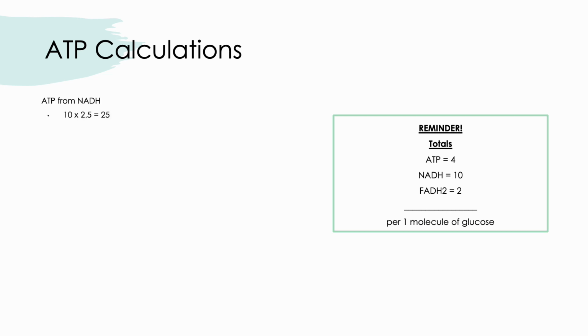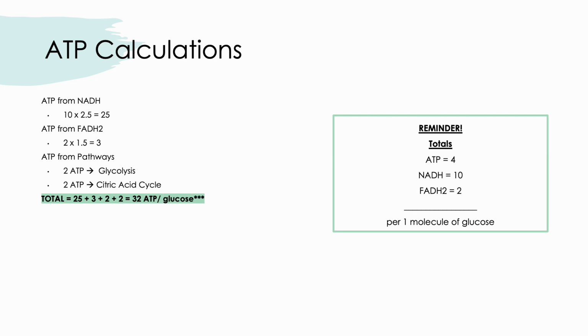Finally, based on all this information, we can now calculate the total ATP generated. Here is a summary of how many molecules were produced for reference. Based on this, the ATP generated from NADH would be 10 times 2.5, giving us 25 molecules. The ATP generated from FADH2 would be 2 times 1.5, giving us 3 molecules. And then there's a total of 4 ATP made from glycolysis and the citric acid cycle. Adding these numbers gives us a total of 32 ATP per molecule of glucose.